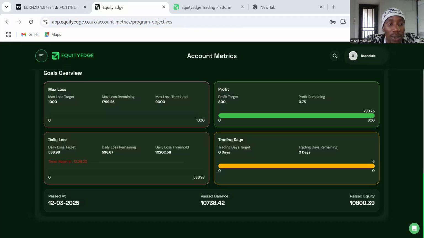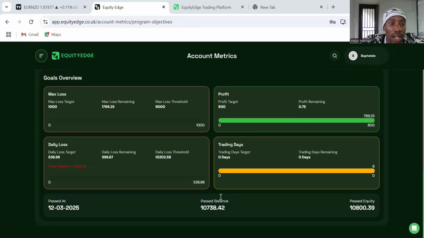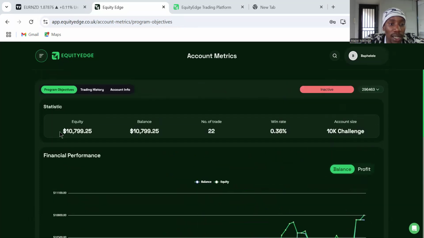So let's go to, yeah, man. This is the account. As you all can see, this is my 10,000 challenge account. You can see the balance, account size, win rate, 86%, man.